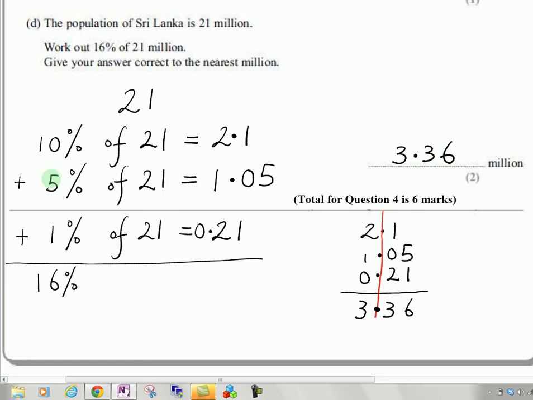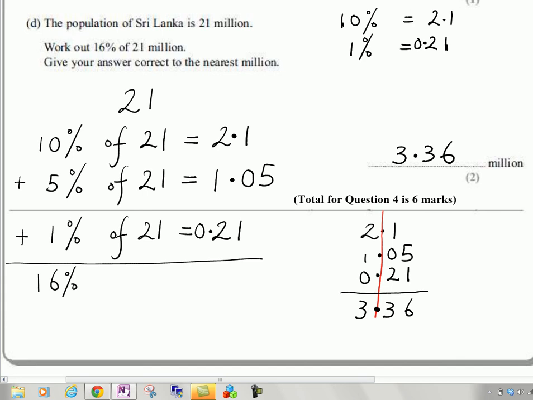If you found 5% quite difficult, what you could have done is 10% is 2.1, and then you could have gone straight for 1%, which looks the same but smaller. Notice the decimal point moving forward one place to make it smaller.